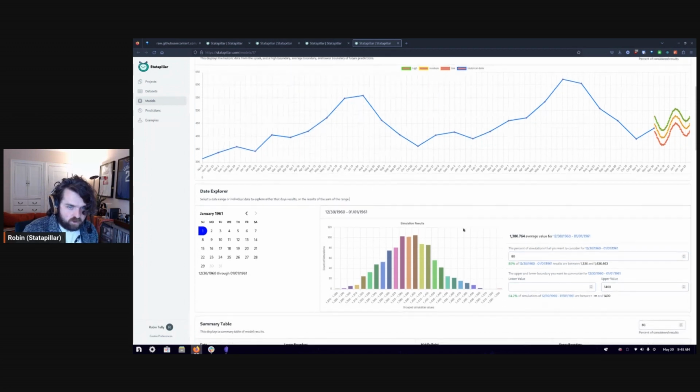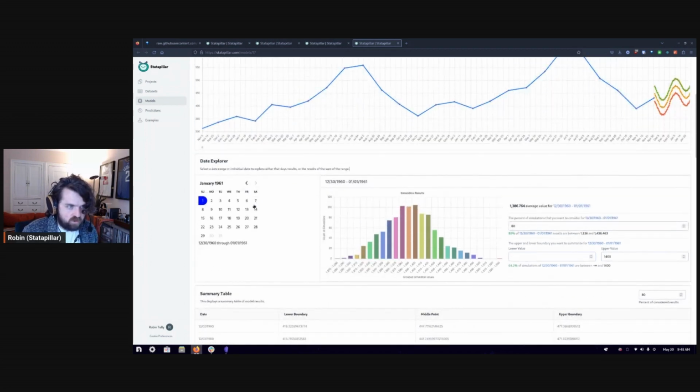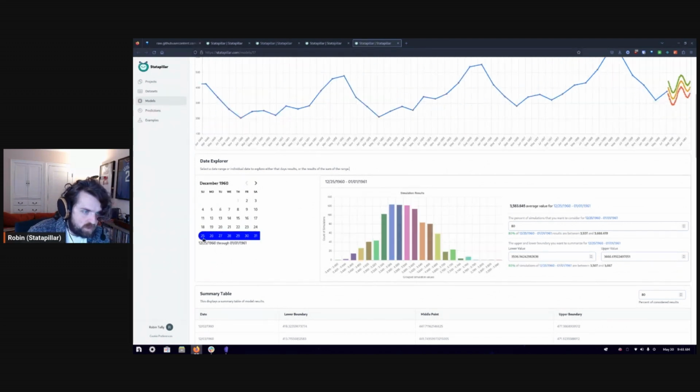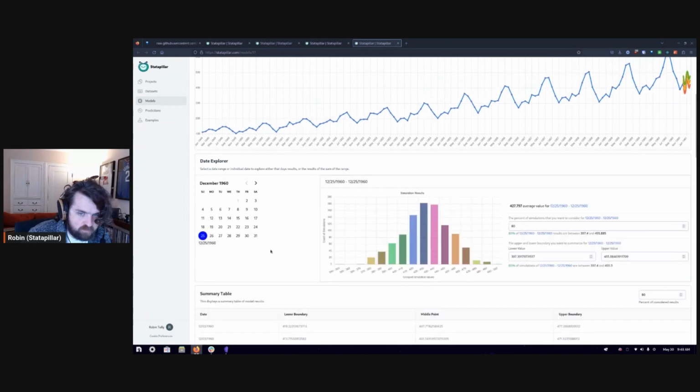Another thing I'll say is, let's say we wanted to look at December 25th, and we had some use case where we particularly cared about that day. Maybe we wanted to make sure we were prepared for traffic on that day. So with our Data Explorer, we can just pick December 25th, and we're looking just at the results for that day. So we have 183 simulation results for December 25th that fall between 420 and 430,000 flights.